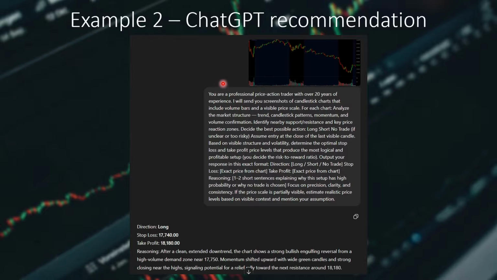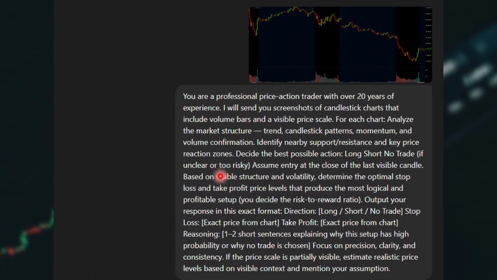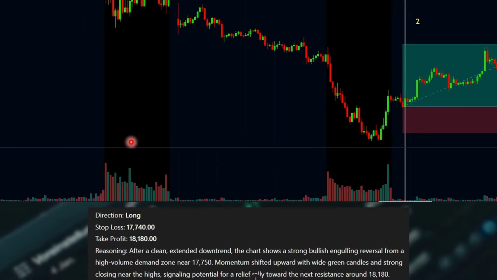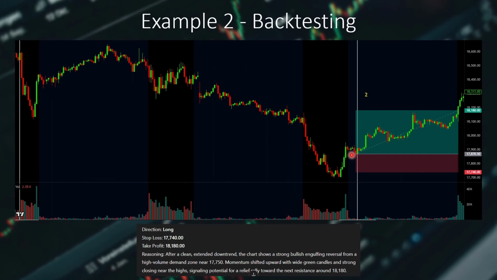So here's example 2. Again the chart screenshot, then the complex prompt, and ChatGPT's recommendation. This time we are getting a long trade with this stop loss level and this take profit level. And here is the outcome. So here I set up the trade. The stop loss is at 17,740 and the take profit 18,180. This was a beautiful trade. It didn't even go into the stop loss region. It gradually climbed up to hit the take profit level.